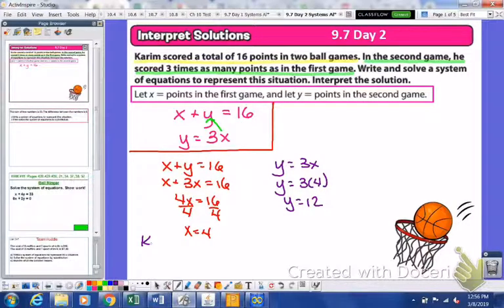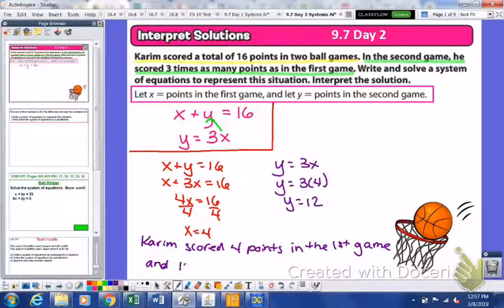So our interpretation would be Kareem scored 4 points in the first game and 12 points in the second game. There we go. Okay, one more example.